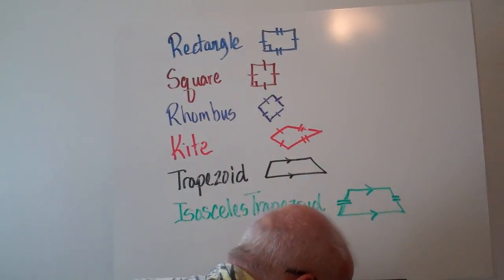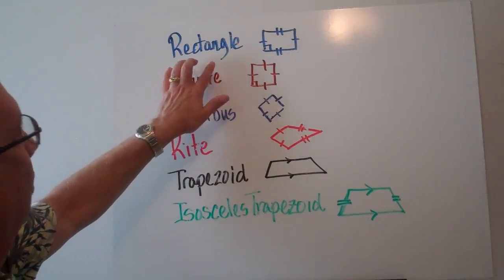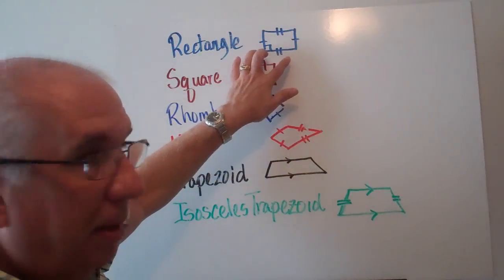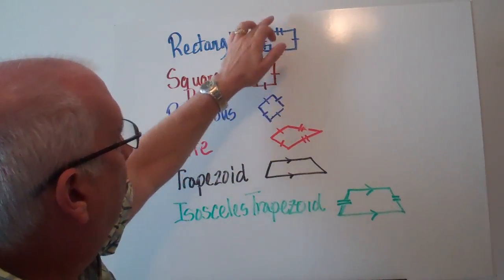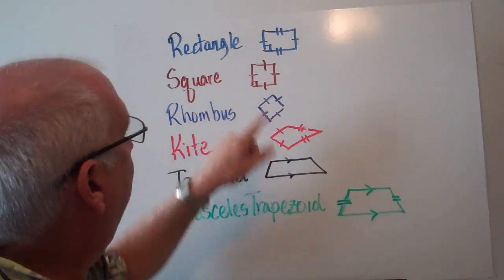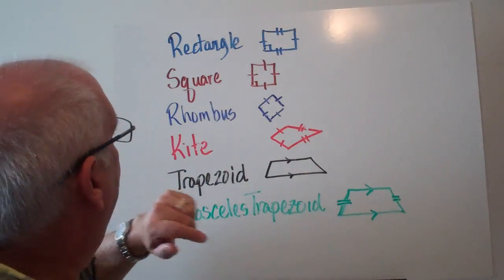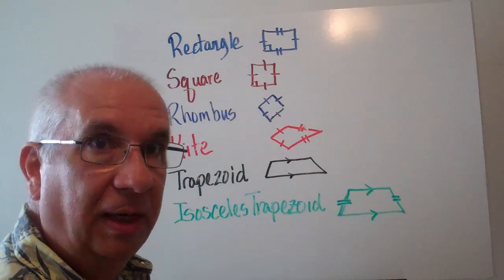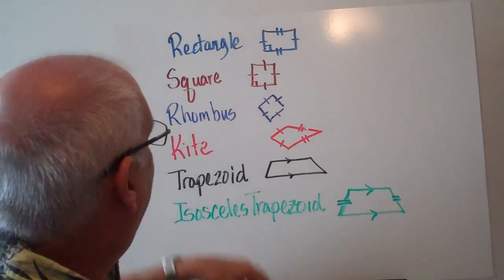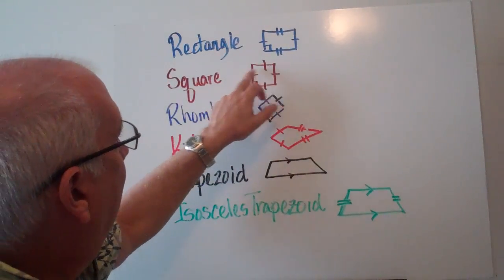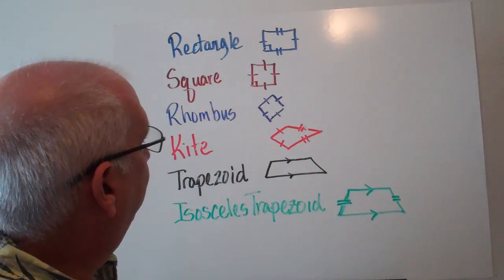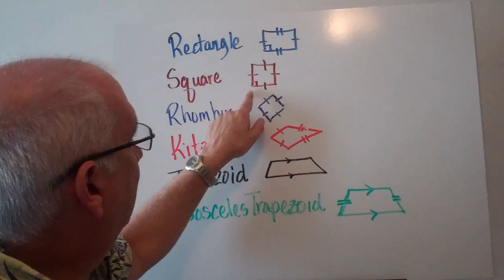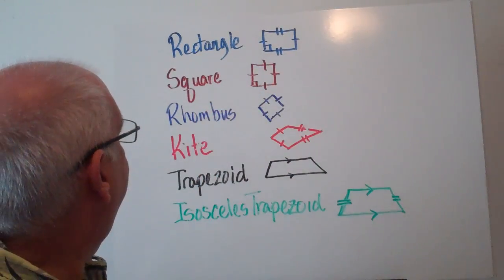The next ones are pretty much a review. We have a rectangle. Rectangles are quadrilaterals, parallelograms, in which opposite sides are congruent and parallel, and they form right angles. A square is a type of rectangle, therefore it's a type of parallelogram, it's a type of quadrilateral, in which opposite sides are parallel, and all four sides are congruent. There is a right angle.